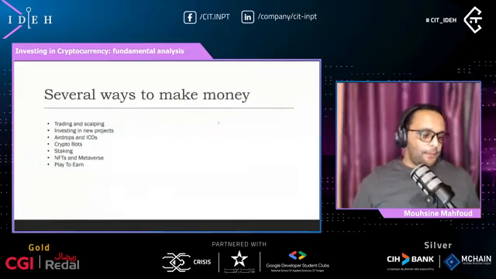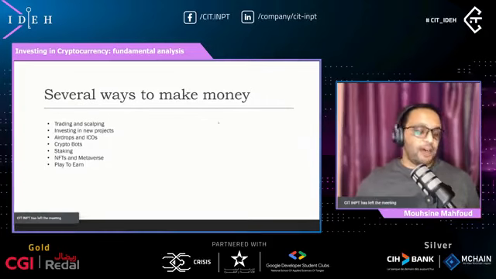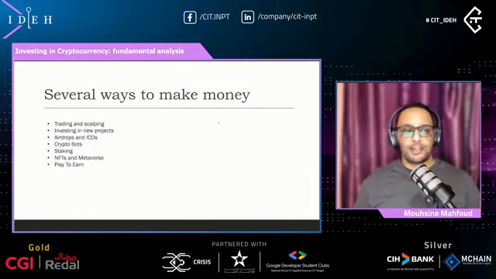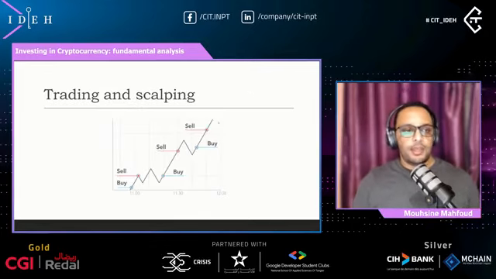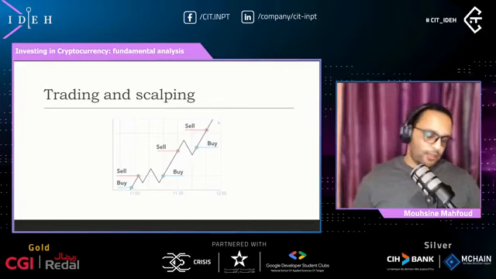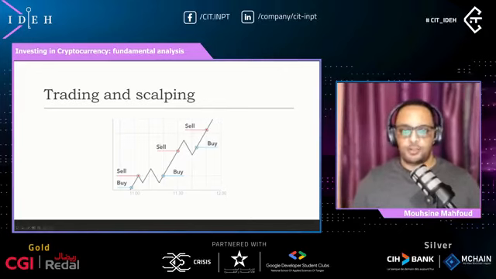So the most interesting thing now is that we have several ways to make money using cryptocurrency once we have it. The first one is trading and scalping. We will get into details of each one of those in a moment. Then investing in new projects, when we listen to the market and the news and get in early, buying some starting coins, airdrops, and initial coin offerings, crypto bots and staking, NFTs in the metaverse, and play to earn.